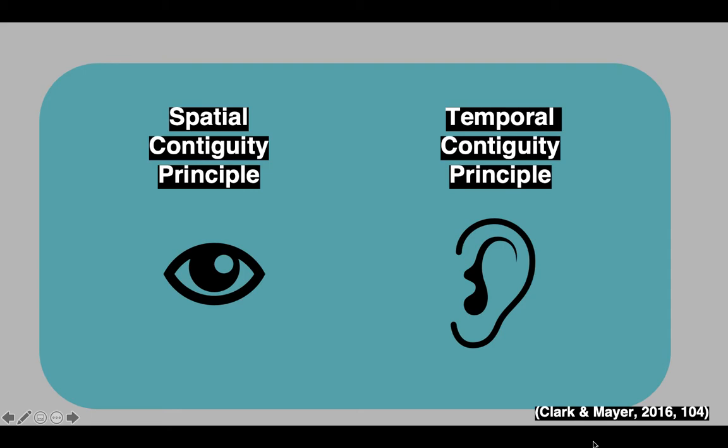So, let's recap. The spatial contiguity principle needs to be applied when we are reading text while also learning from an image. The spatial contiguity principle claims that text that is presented needs to be positioned close to its corresponding images. The temporal contiguity principle needs to be applied when we're reviewing an image but listening to the information about the image. The temporal contiguity principle claims that narrated words should be presented simultaneously with the images in which the words are describing.